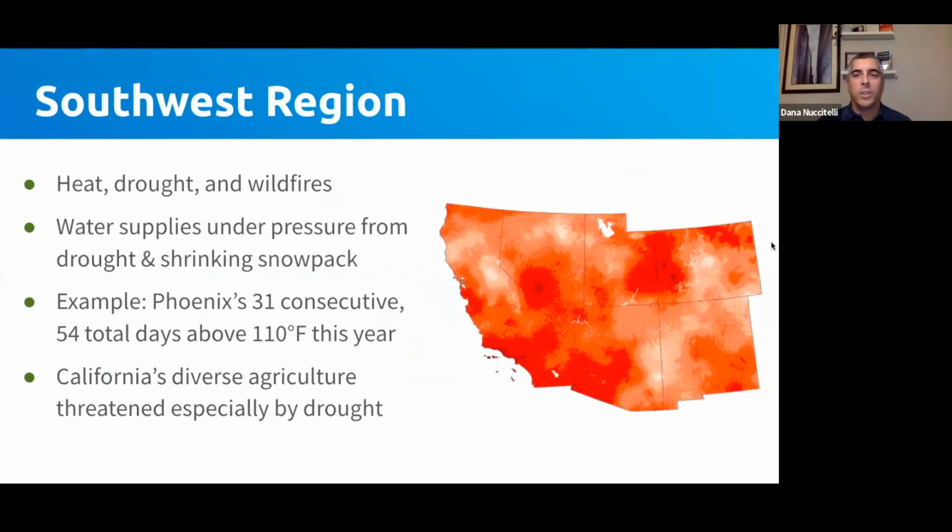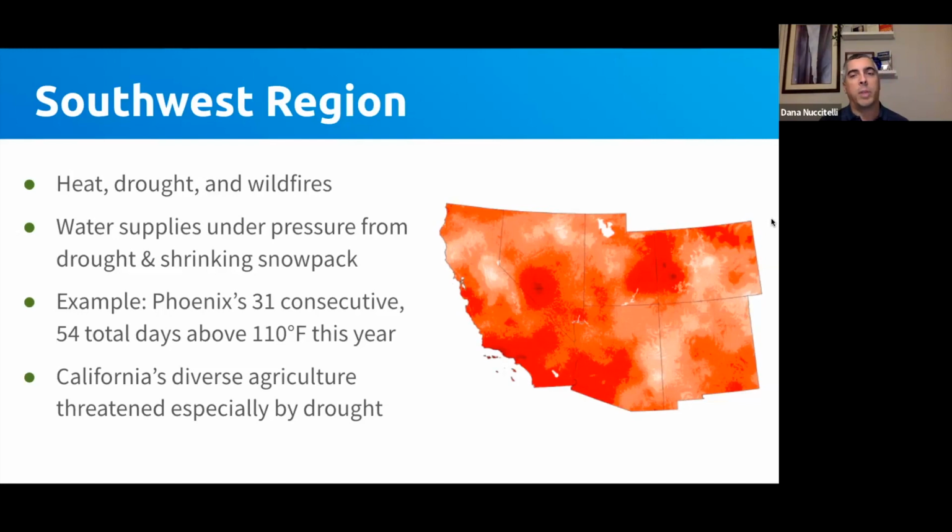So let's shift over a little bit to the south, to the Southwest, which is basically the states between California and Colorado and New Mexico. Here our main climate impacts are heat, drought, and wildfires. We also have issues with our water supplies, which are already stressed and under increasing pressure as the snowpack shrinks, for the same reasons as the snowpack is shrinking in the Pacific Northwest. So that poses an issue for our water security and supplying enough water for all our needs.